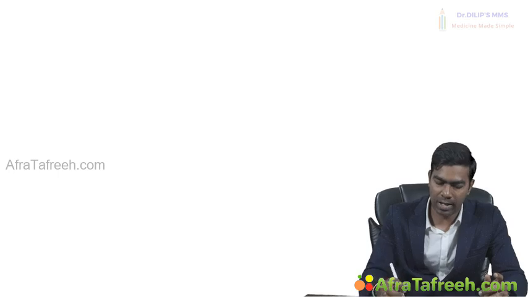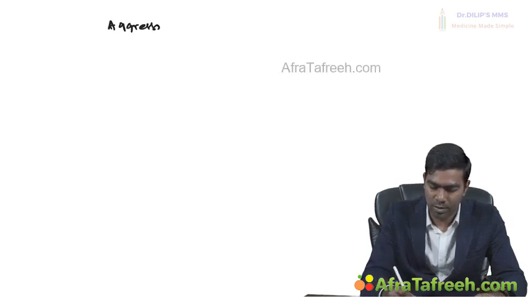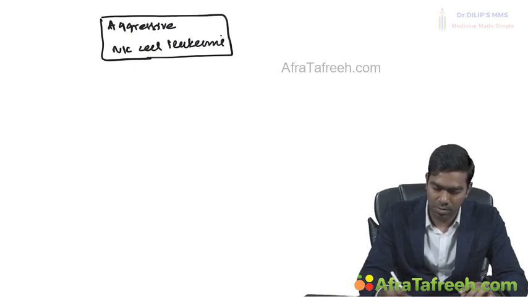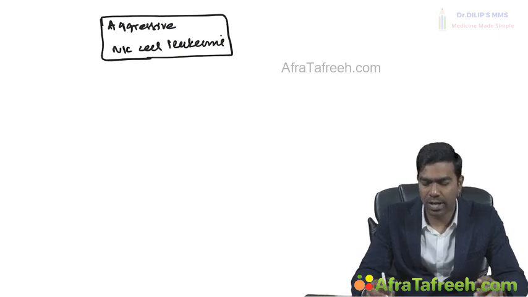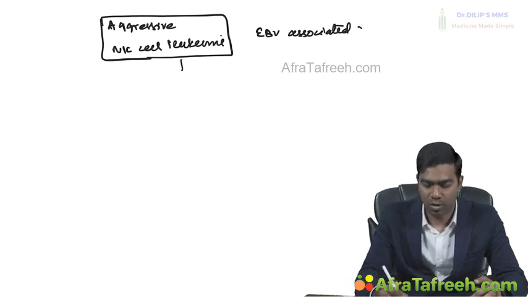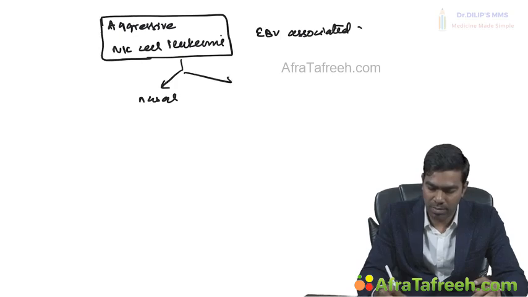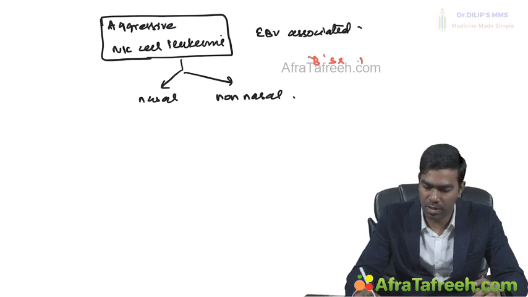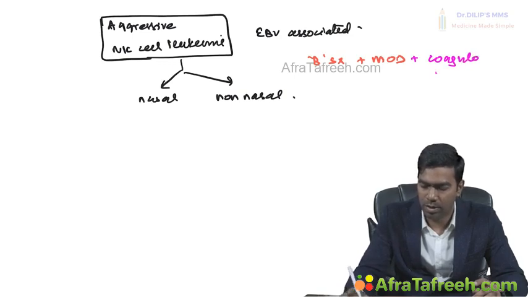And you have something called aggressive NK cell leukemia. Next one, aggressive NK cell leukemia. So aggressive NK cell leukemia is typically EBV associated and EBV related, and it has two types. One is called nasal type and the second one is called non-nasal type. Typically how they will present is with constitutional symptoms, that is B symptoms will be there, plus multi-organ dysfunction, plus very importantly they are going to present with coagulopathy, that is DIC.